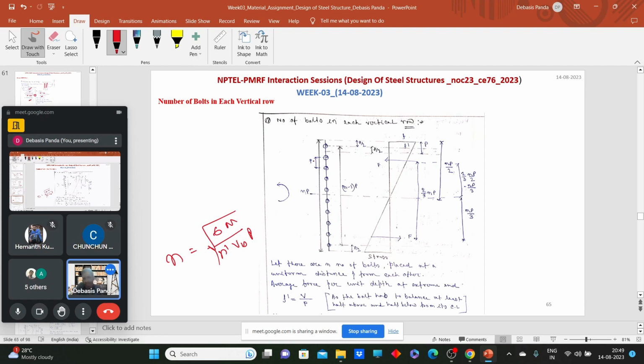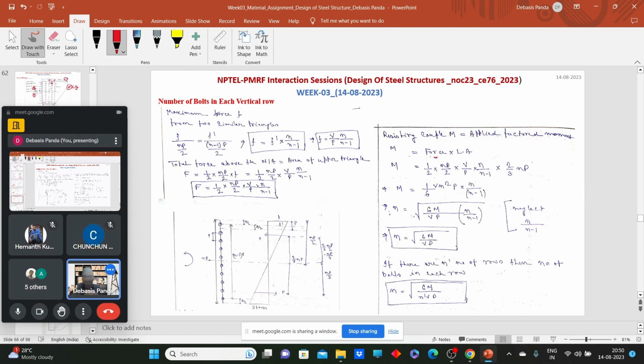It's very simple. Consider one line of bolting and just equate the forces of moment with respect to the external moment. If we calculate this, you can easily find that for one line of bolting it comes as 6m by bp, and if we consider n dash number of vertical lines, then this equation turns out to be under root of 6m by n dash bp. So this is all about the eccentric bolted connection.